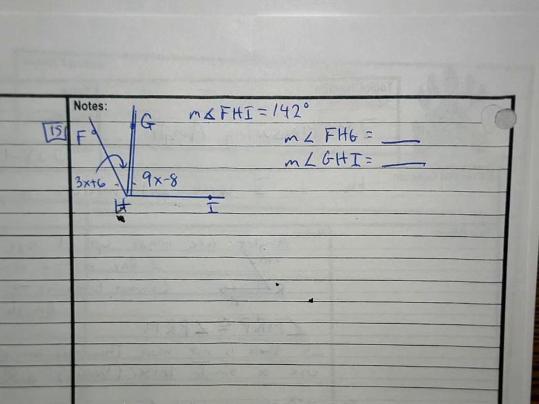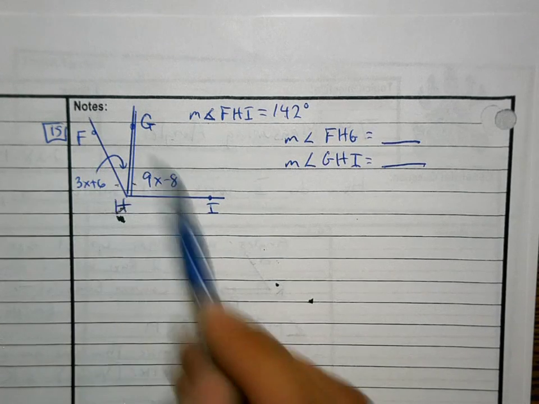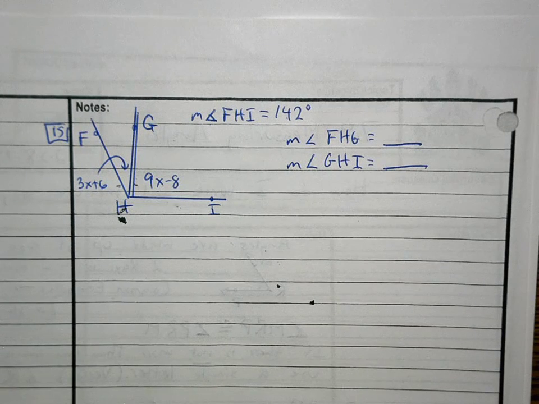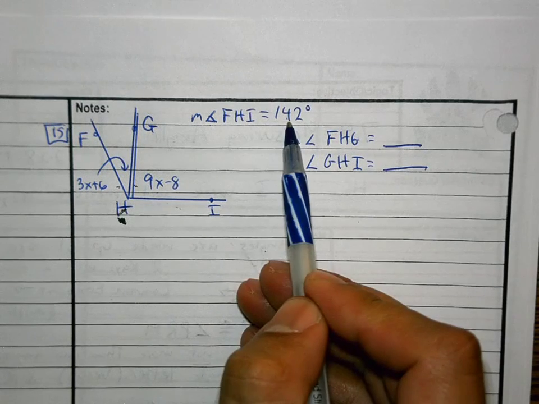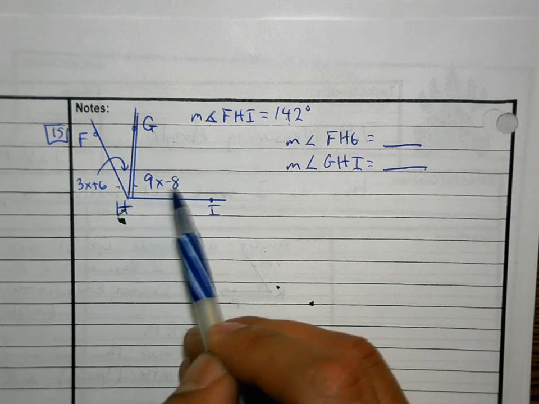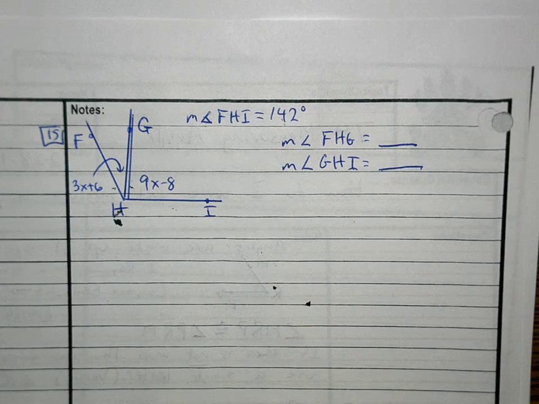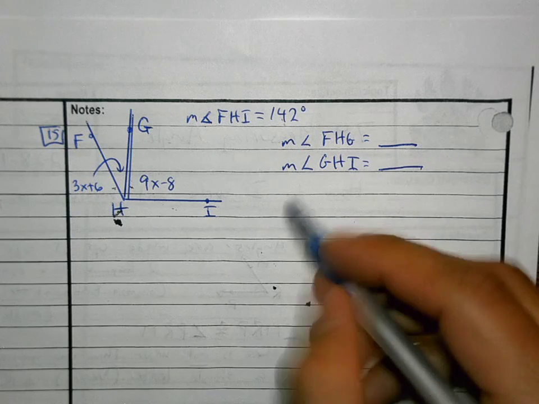Hang on, Ray. This whole thing is 142. So you have to come up with an equation where you use the 142 and you use the 9x minus 8 and the 3x plus 6. I'm hoping you know what it is. Ray, do you know what the equation is? Oh, yes. 12x minus 2 is equal to 142.